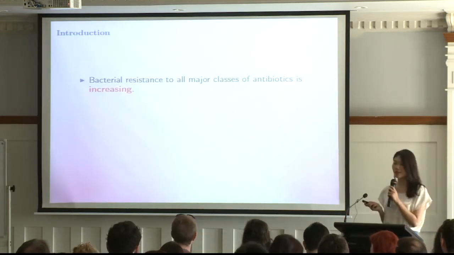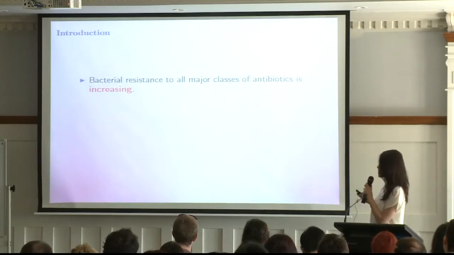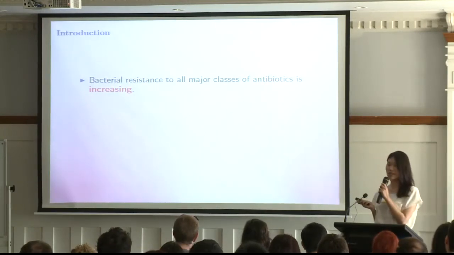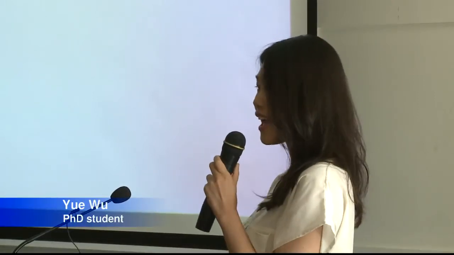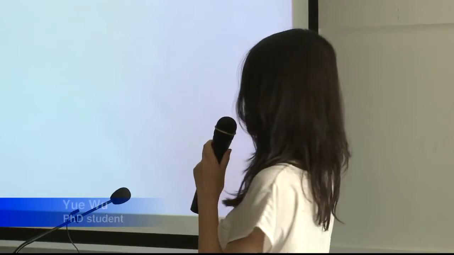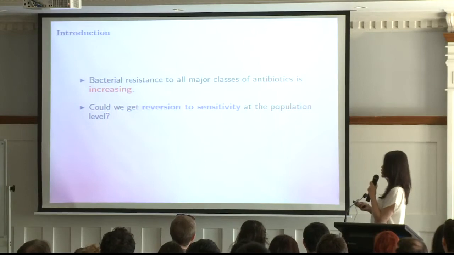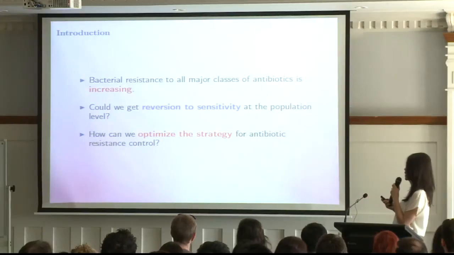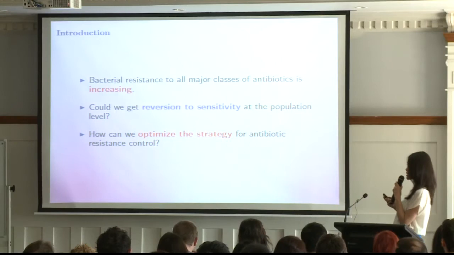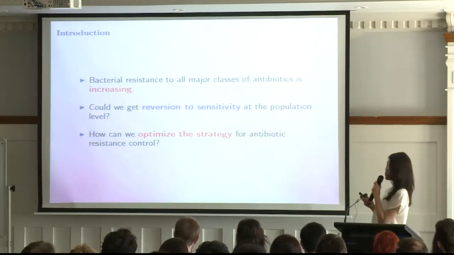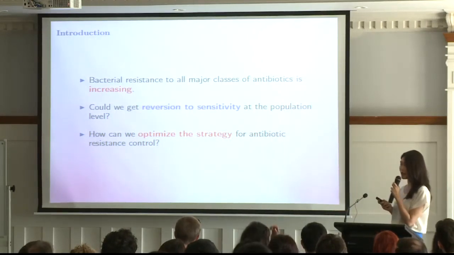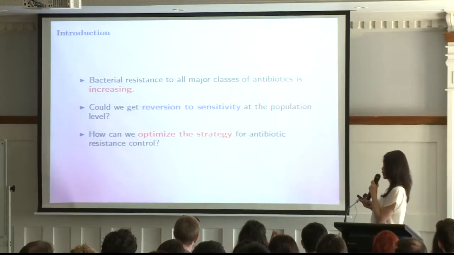Okay, so as we all know, bacterial resistance to all major classes of antibiotics is increasing, and this is one of the most severe medical and public health problems we are facing today. So the initial question for our project is, can we get reversion back to sensitivity? And if not, how could we optimize the strategy for antibiotic resistance control? We hope to answer these questions by modeling the evolution of drug resistance at the population level.